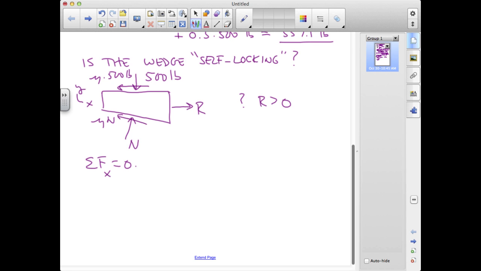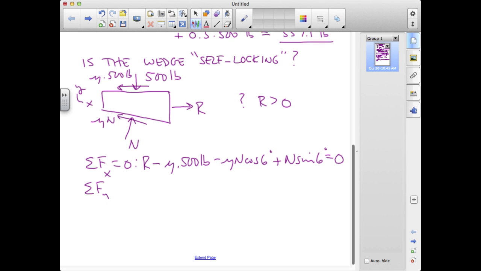Once again, we're using our particle equilibrium equations, so we'll have sum of the forces in x equals 0 and sum of the forces in y equals 0. And in x we have R minus mu times 500 pounds minus mu N cosine 6 degrees plus N sine 6 degrees equals 0.